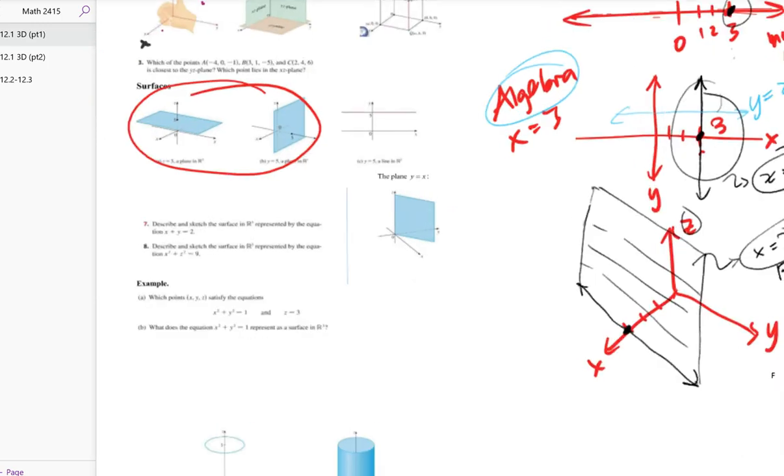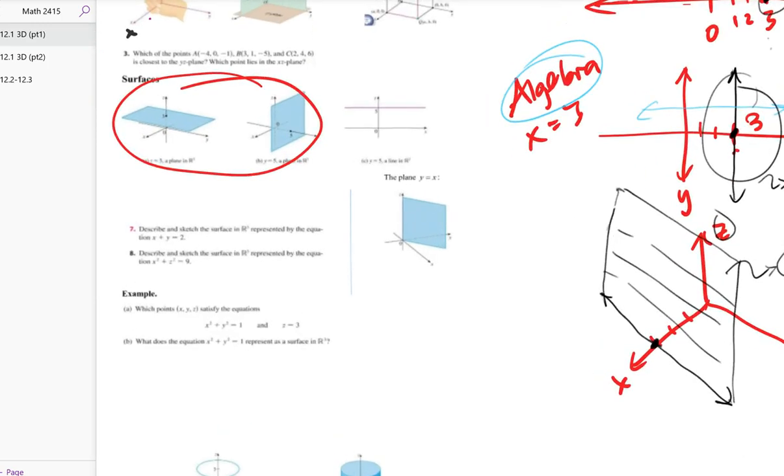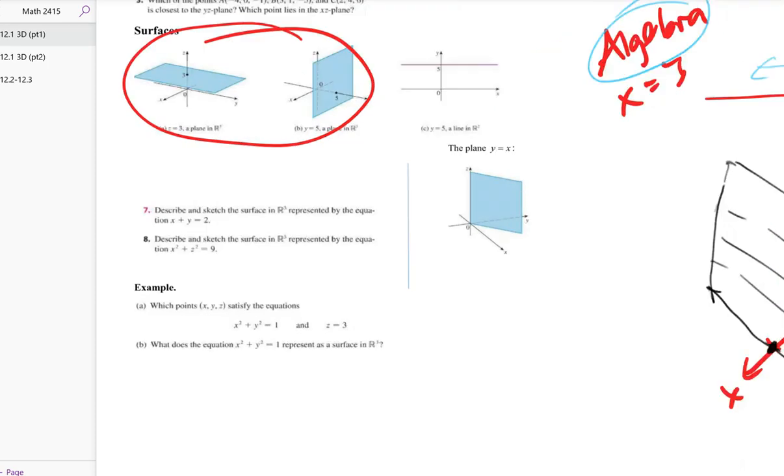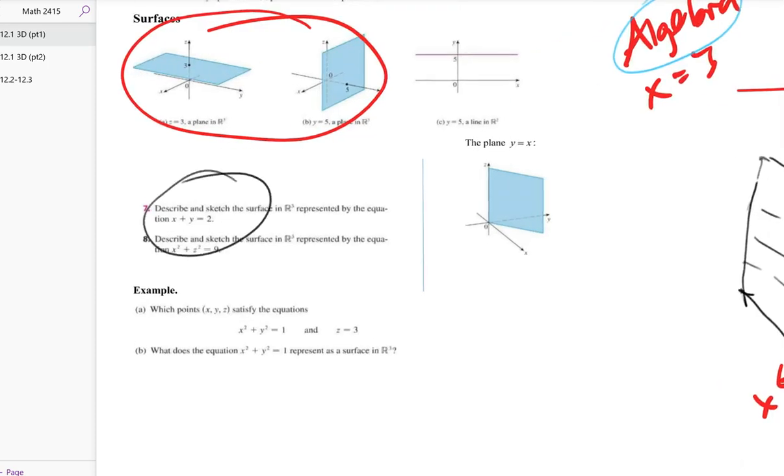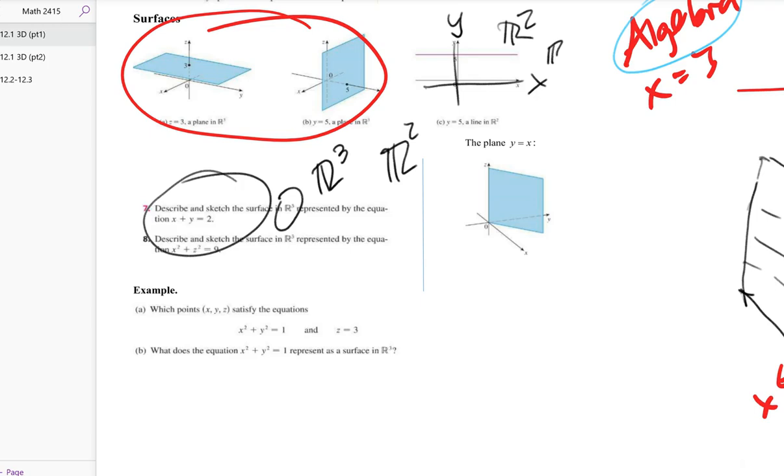Let's see here. Yeah, so they did that there. All right, so it says here, I don't know if you can read it, describe and sketch the surface in R3. R3 is now the x, y, and z coordinate system. R2 was just the x and the y. Like you see x and y here, x and y here. This is R2. It's R2 because it's R cross R, the number line and then another number line. So this is 3 number lines together.